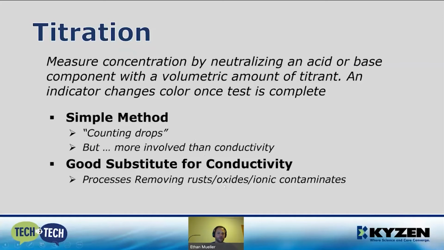And that's in those processes where we're removing rusts, oxides, and other ionic contaminants. Those things will skew the conductivity reading and therefore make titration a better choice in these processes.